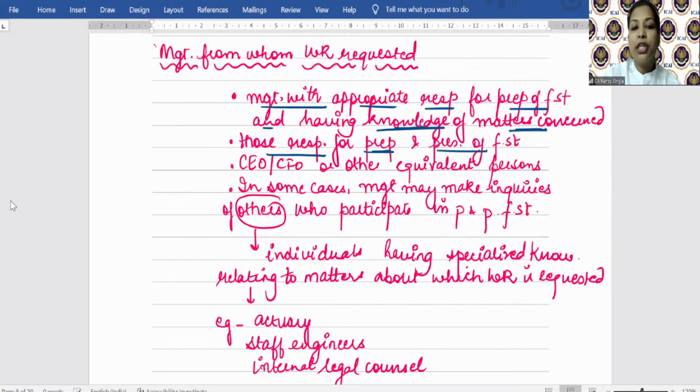Those responsible for preparation and presentation of financial statements: CEO, CFO. Whose doubt was it? Dhyanesh. Is it clear now? And other equivalent persons are those who can give written representation.